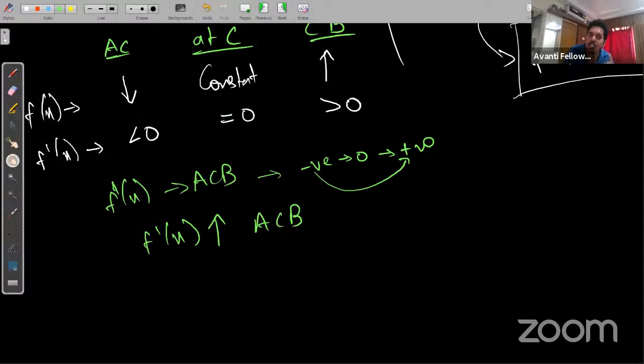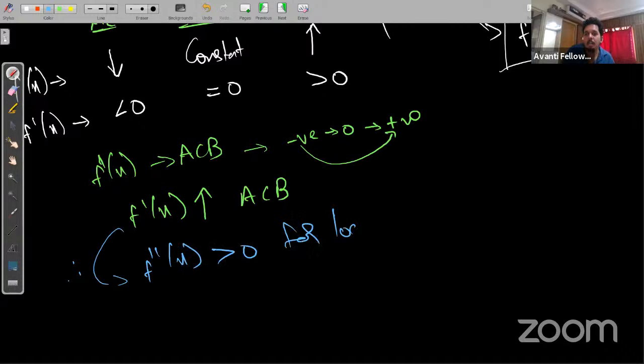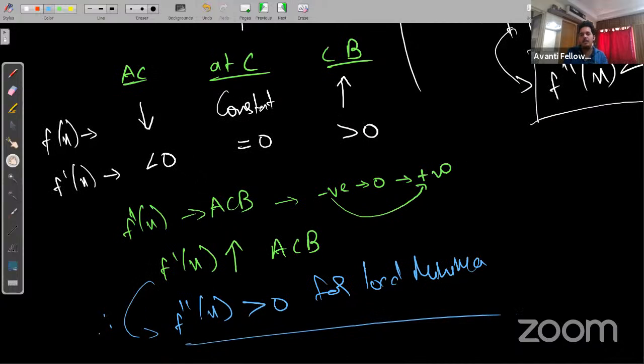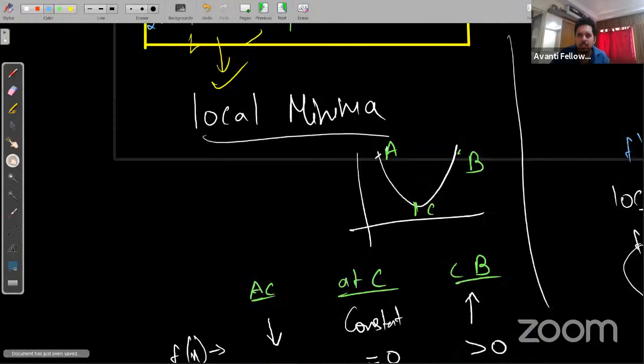If f dash of x is increasing, what can I say for double derivative? Therefore, f double dash of x is greater than zero for local minima. Guys, clear? Clearly, I've explained. Everyone understood or not? Clear, na? Very good. Thank you.